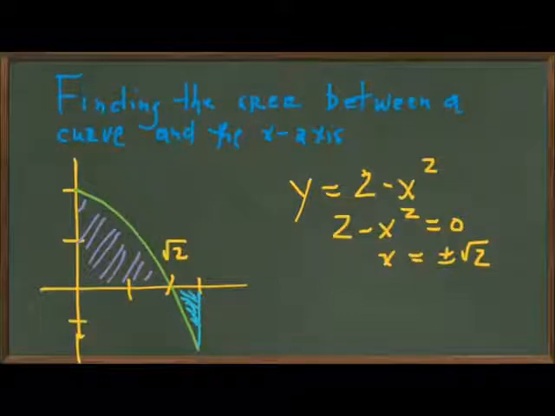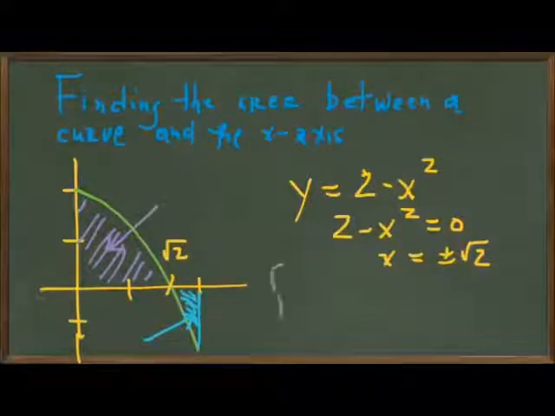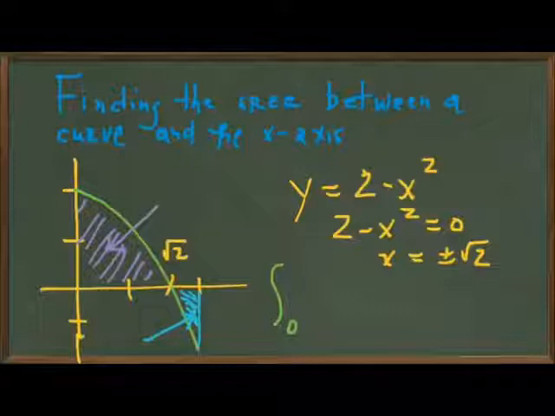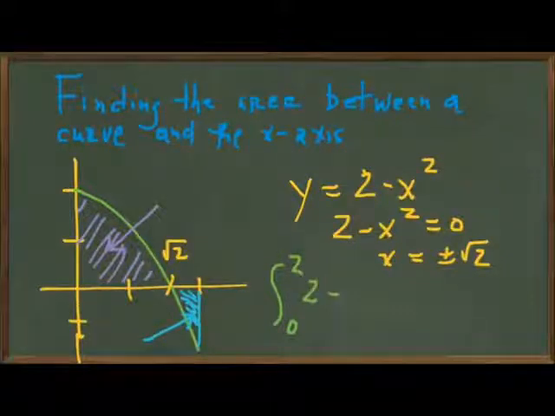So that divides the graph into two regions. One of them has a purple shading and the other has the turquoise shading. And so what we want to do is find the area of those two shaded regions. Notice that if we were to find the integral between 0 and 2 of 2 minus x squared, we would not be finding the area that we want.